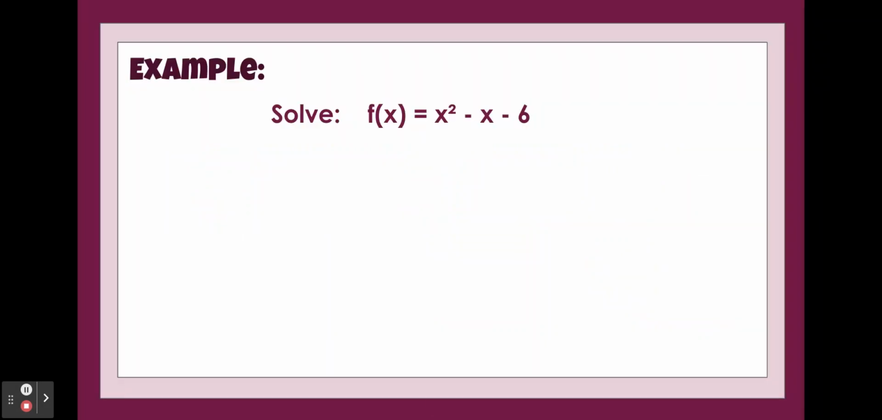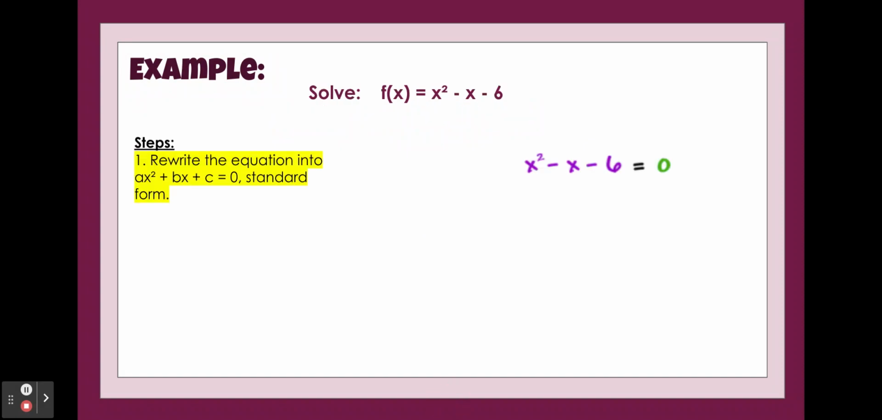Here's an example that we're going to solve. We know that this is a quadratic equation because the highest exponent is an exponent of 2. Our first step is going to be to rewrite the equation by setting it equal to 0. We need to make sure it is in standard form, and we need to set it equal to 0 because when we find the solutions, we're looking for the x-intercepts, which is where y is equal to 0. So we must set our equation equal to 0.